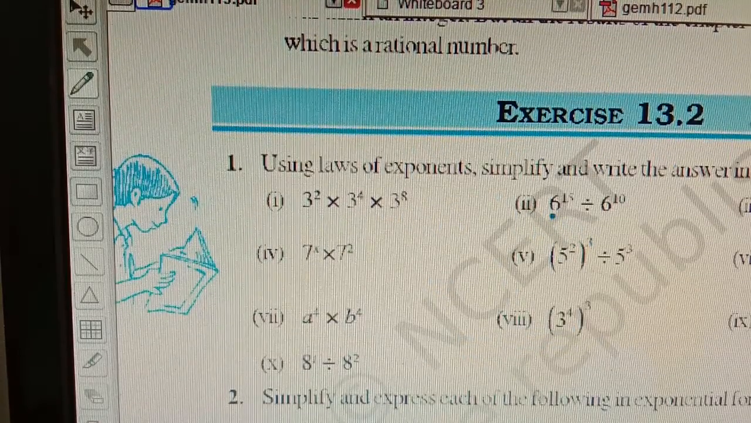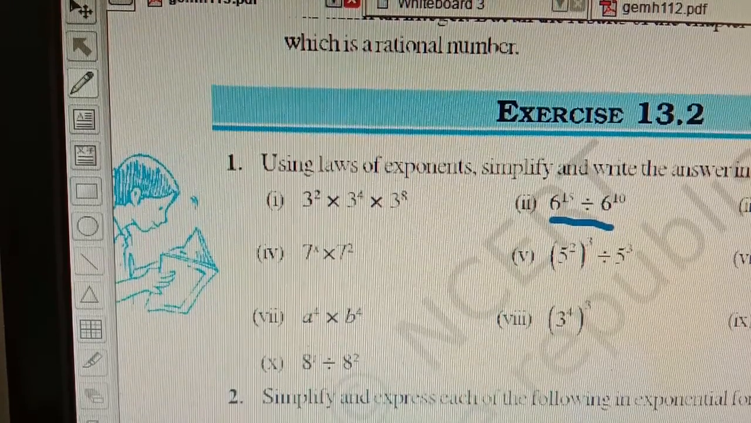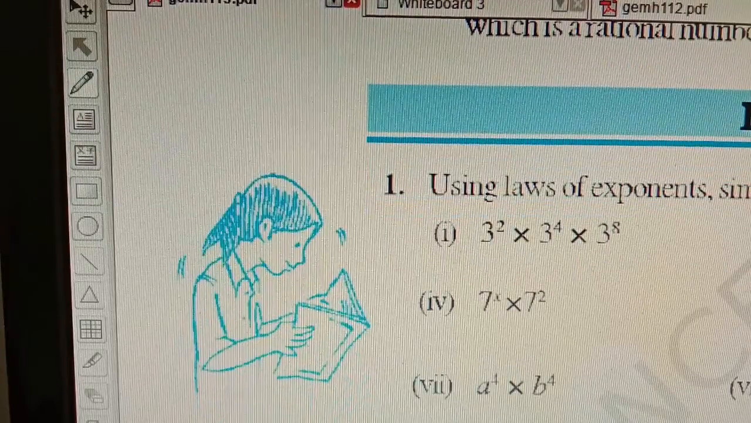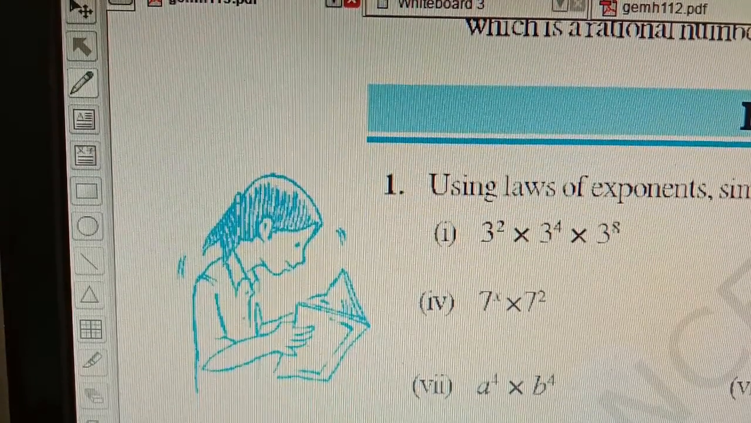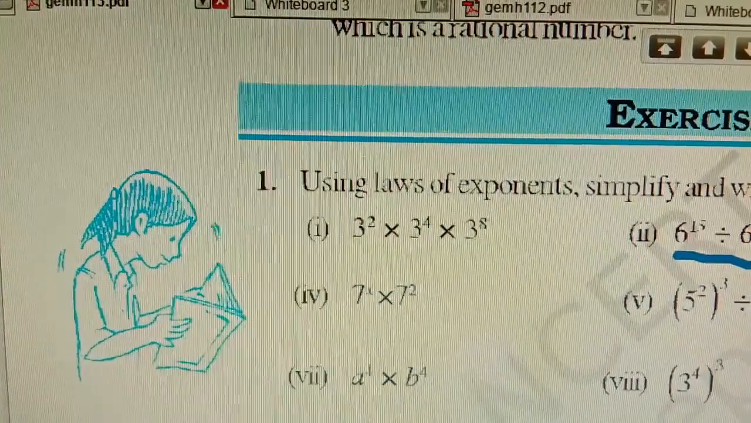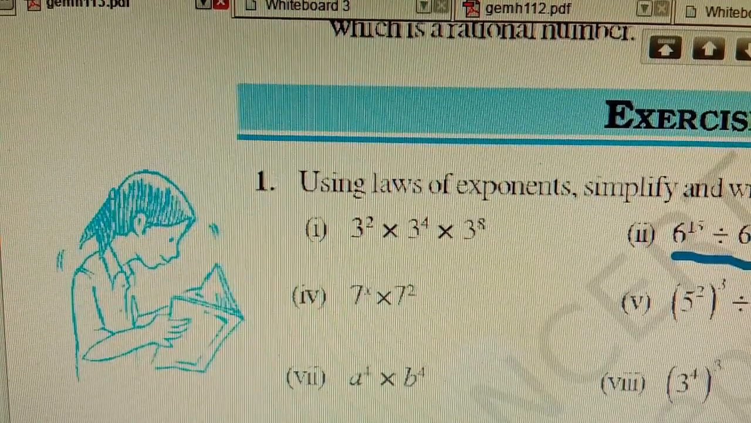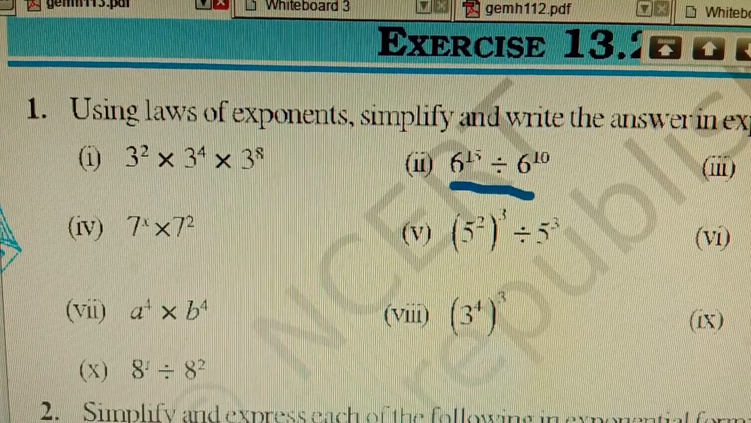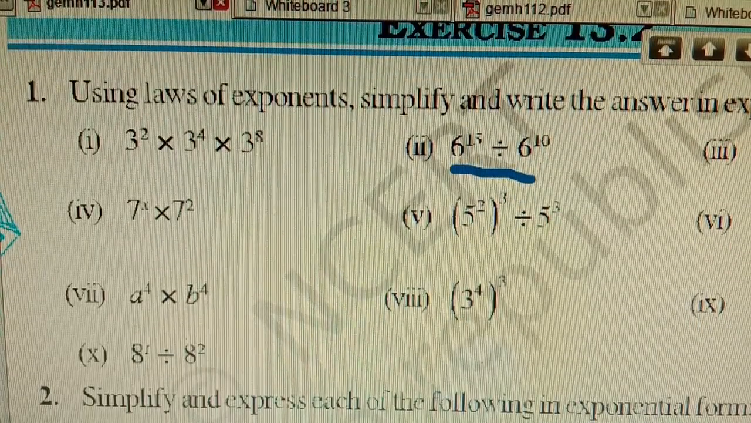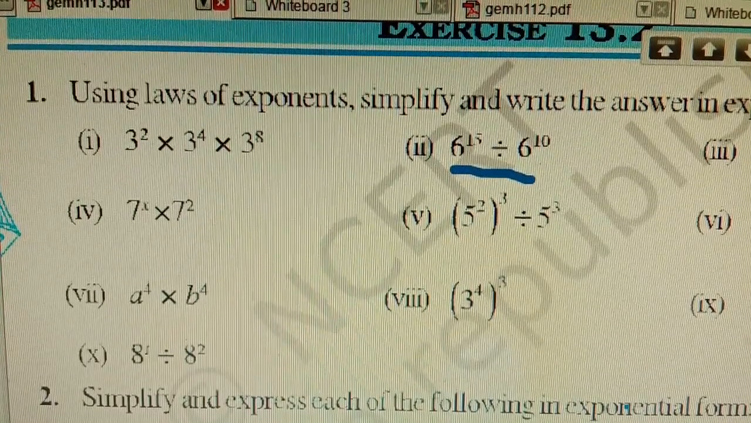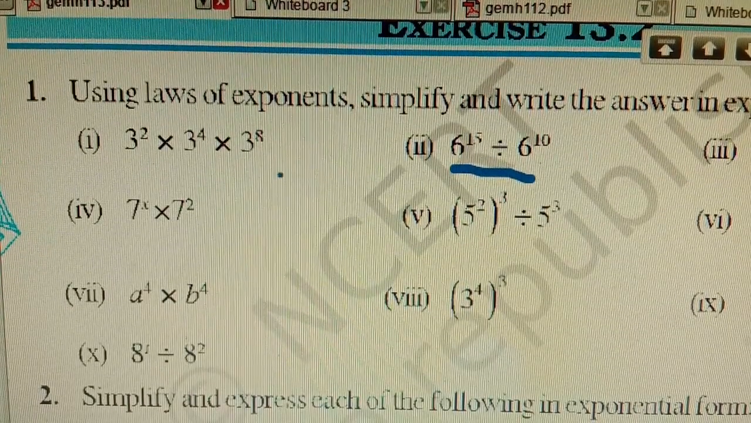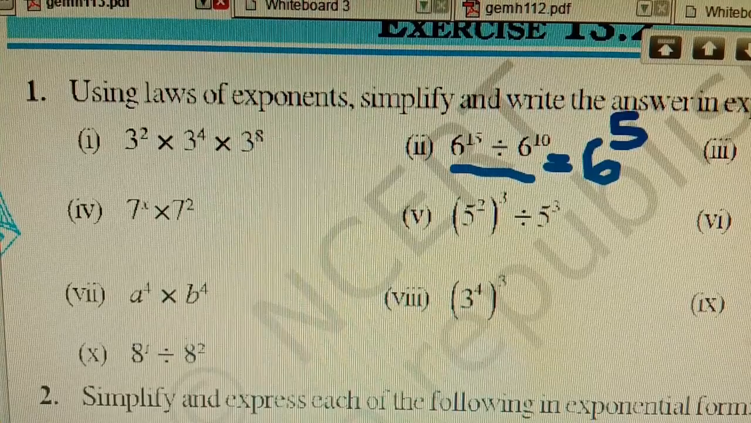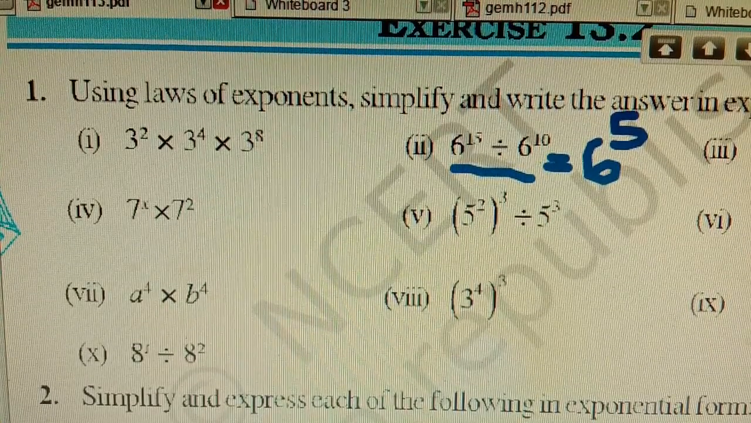Okay, so next question we can see. Question number 2: 6 to the power of 15 divided by 6 to the power of 10. Here a to the power of m divided by a to the power of n, the same law we are using, that is a to the power of m minus n. So we can write 6 to the power of 15 minus 10. We know 15 minus 10 is 5. So answer is 6 to the power of 5.